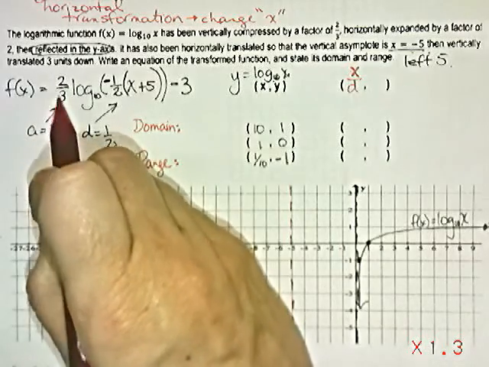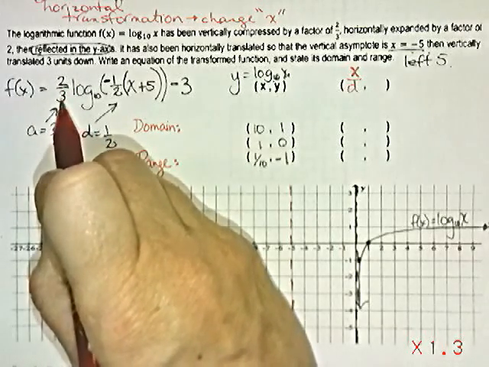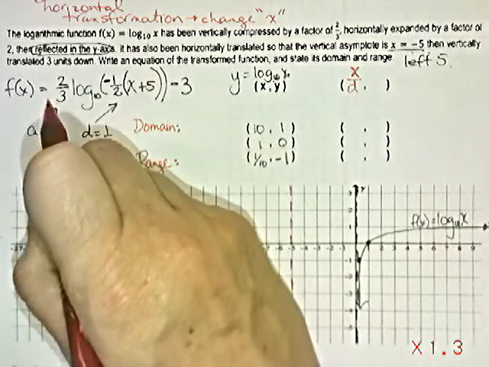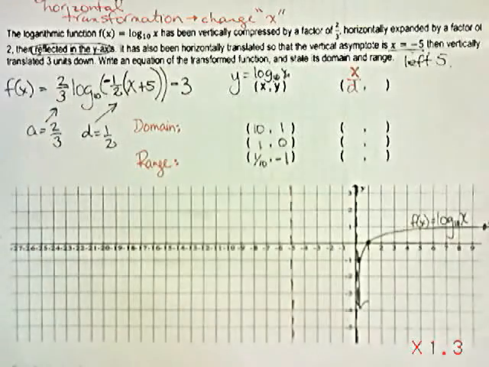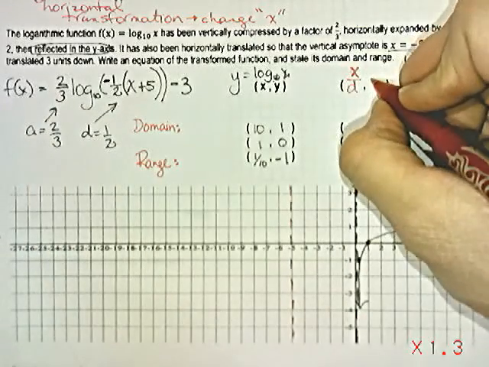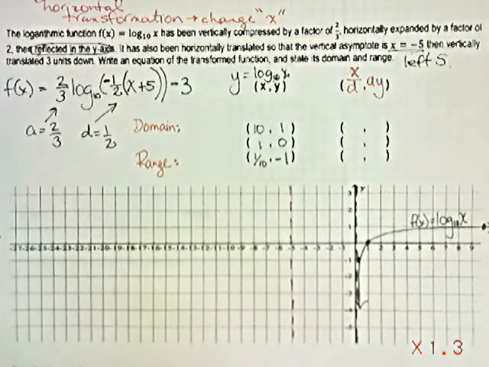Our vertical coordinate, our y coordinate, is going to be affected by the vertical transformation. Specifically here, we're going to be taking 2/3 of our vertical values. And so our a value is always going to multiply our vertical coordinate.